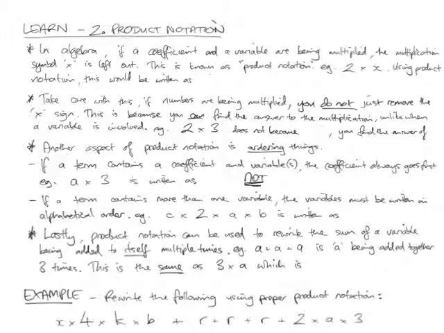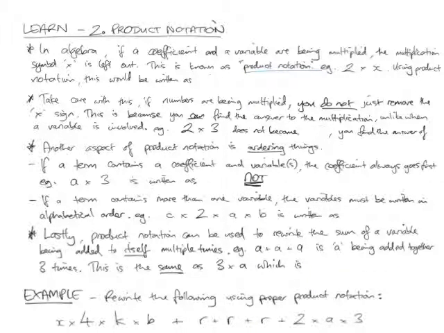This is another video. This one is on product notation. In algebra, if a coefficient, so the number in front of a variable, and a variable are being multiplied, the multiplication symbol x, we leave it out. And that's just the accepted proper way of doing it. We call this product notation. That's a proper name for doing that.